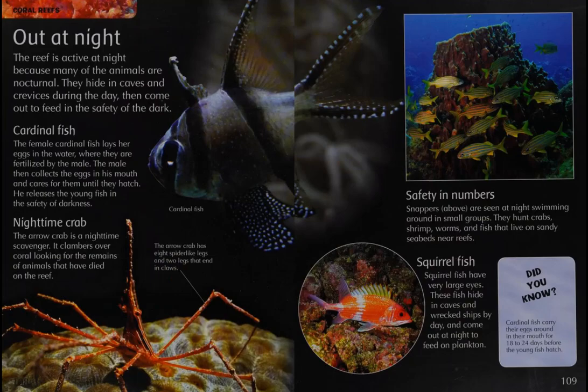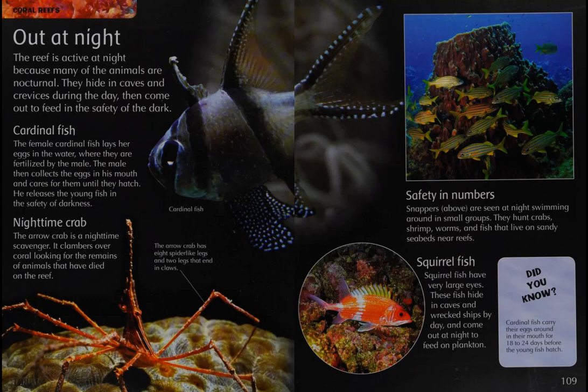Out at night. The reef is active at night because many of the animals are nocturnal. They hide in caves and crevices during the day, then come out to feed in the safety of the dark. Cardinal fish. The female cardinal fish lays her eggs in the water, where they are fertilized by the male. The male then collects the eggs in his mouth and cares for them until they hatch. He releases the young fish in the safety of darkness.